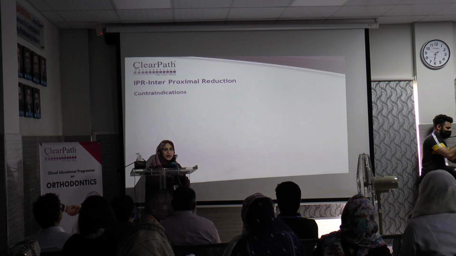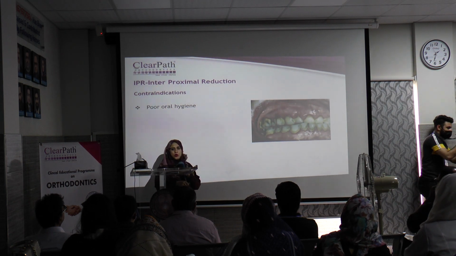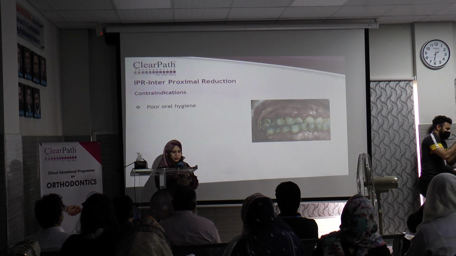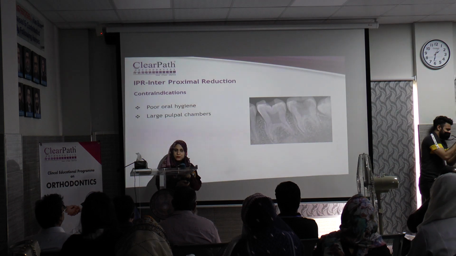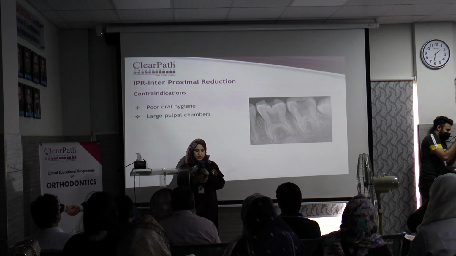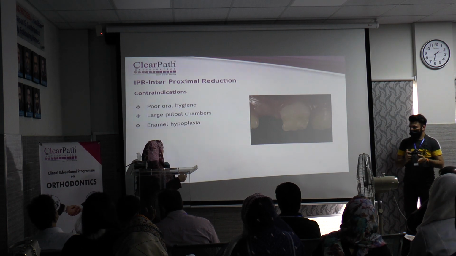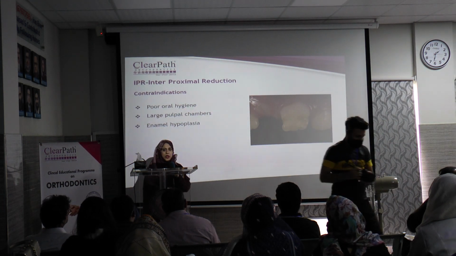Okay, now what are the contraindications of IPR? First of all, poor oral hygiene. You cannot go for the IPR, it will result in increased caries and plaque index. Secondly, large pulp chambers, taurodontism. That is the enlarged pulp chambers in the teeth. You cannot treat them with IPR. And third is enamel hypoplasia. The hypoplastic enamel surface cannot undergo IPR.